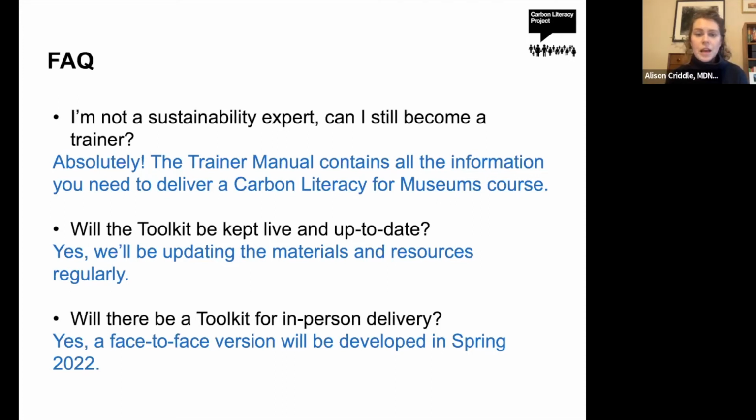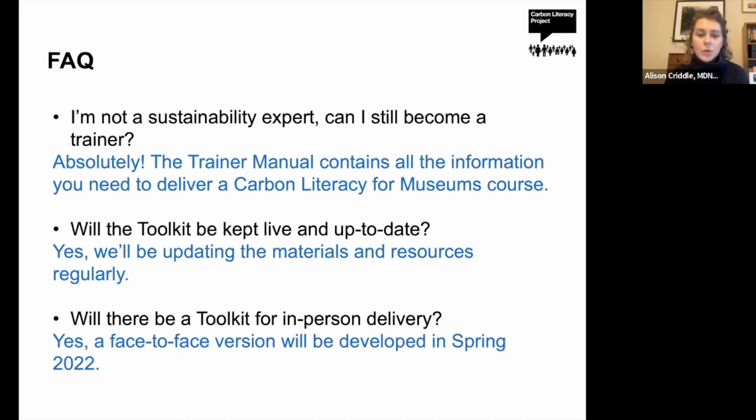Will the toolkit be kept live and up to date? Yes. We'll be regularly updating the materials and resources, just as policies and news keeps updating all the time within climate science and climate awareness. So too does language, and so too do the case studies around us as well. So we'll be regularly updating them throughout the project.